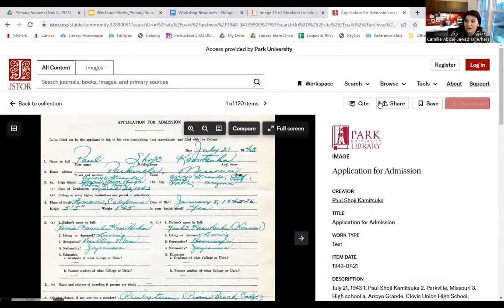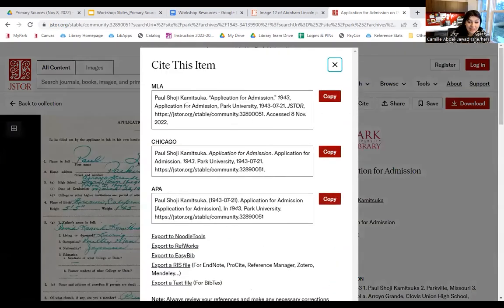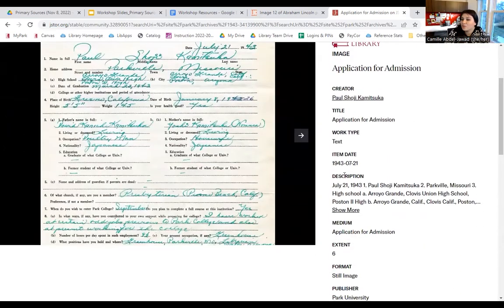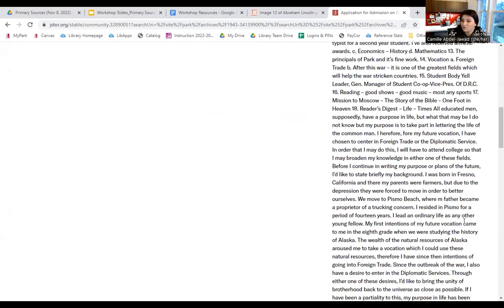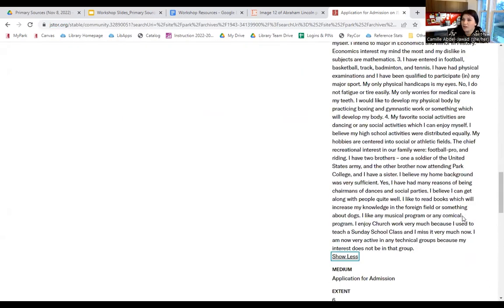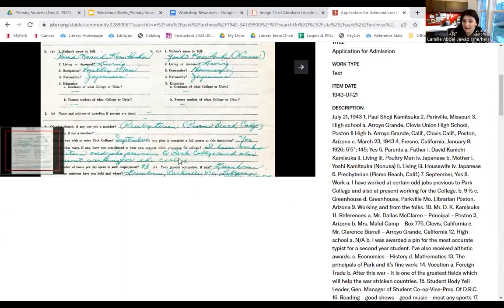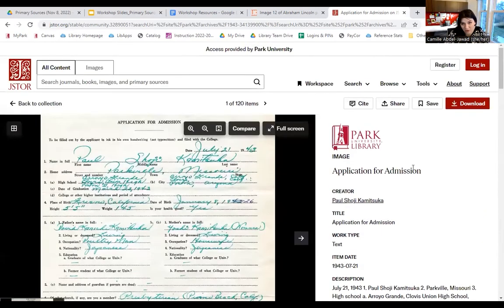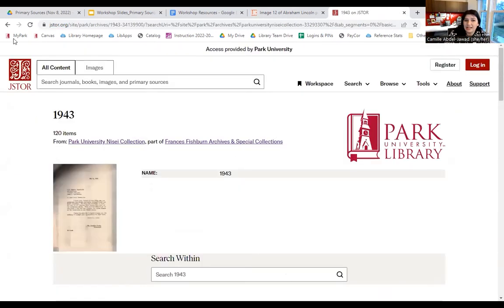This is a cool resource that talks about one specific student, what they did, how they learned about this, and you can download it. You can cite the citation. Again, that's a really important tool that students will want to utilize. And then you can also read more about it. This has some information about what has been written here for you to read in case, again, that handwriting is a little bit more difficult.